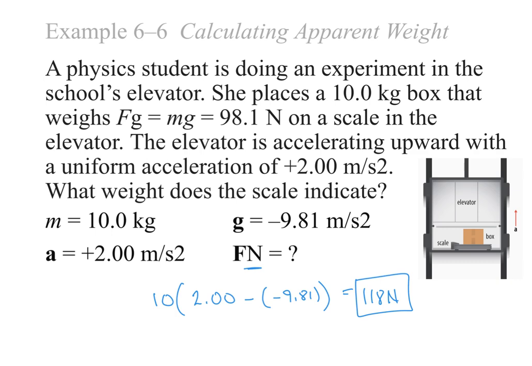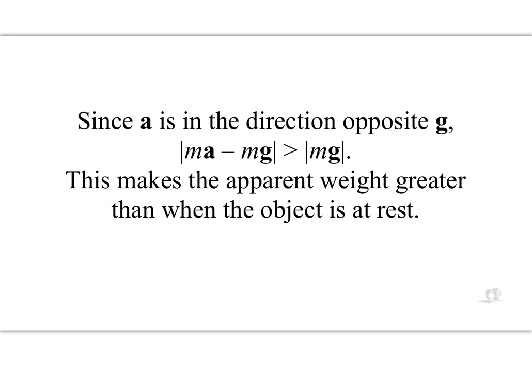So then what happens... here's what they're telling you. If A is in the opposite direction of gravity, you're going to subtract those two. You're going to take whatever the acceleration is, and you're going to subtract the force of gravity because they're going opposite, right? It looks like the weight's more than when the object was just sitting still.